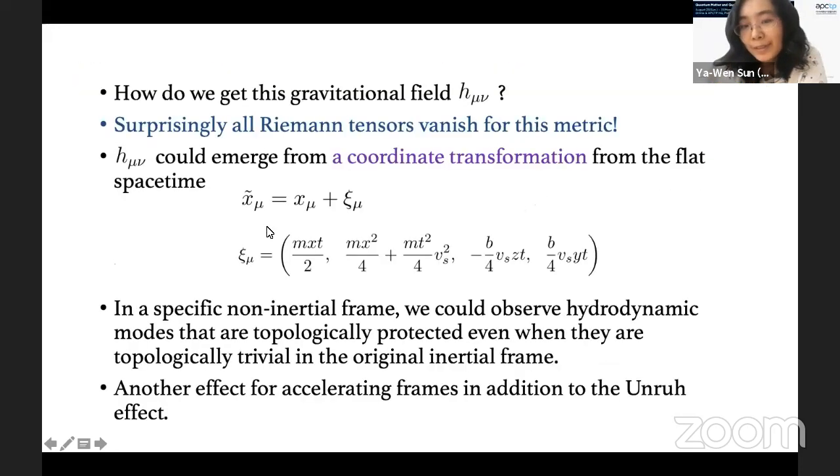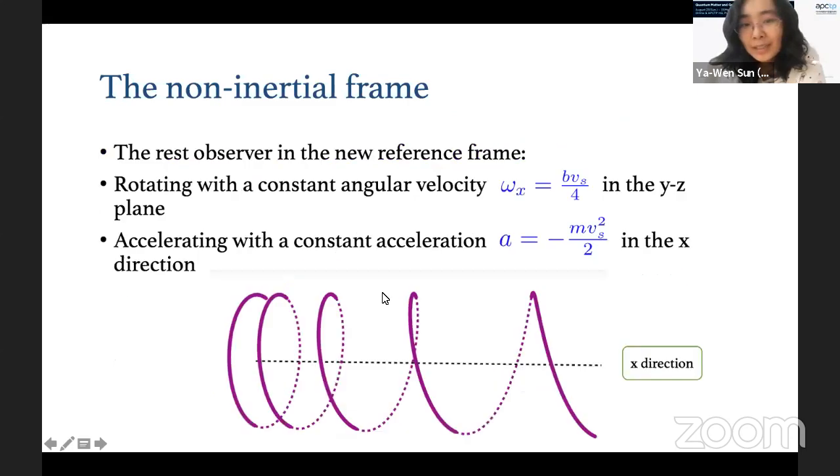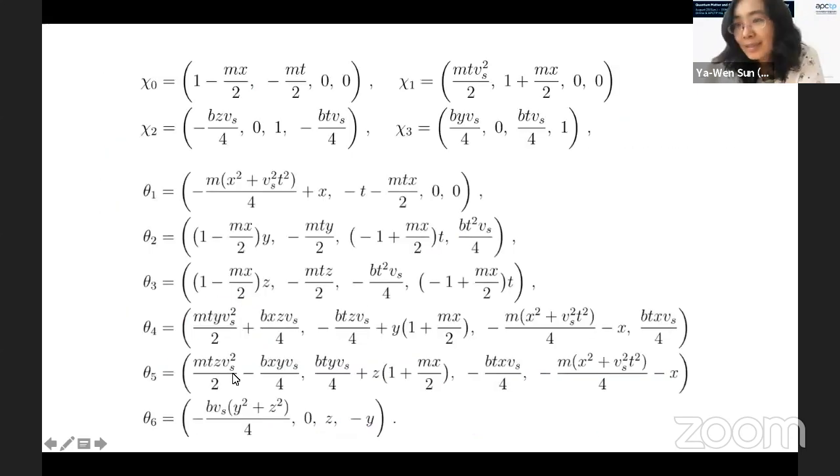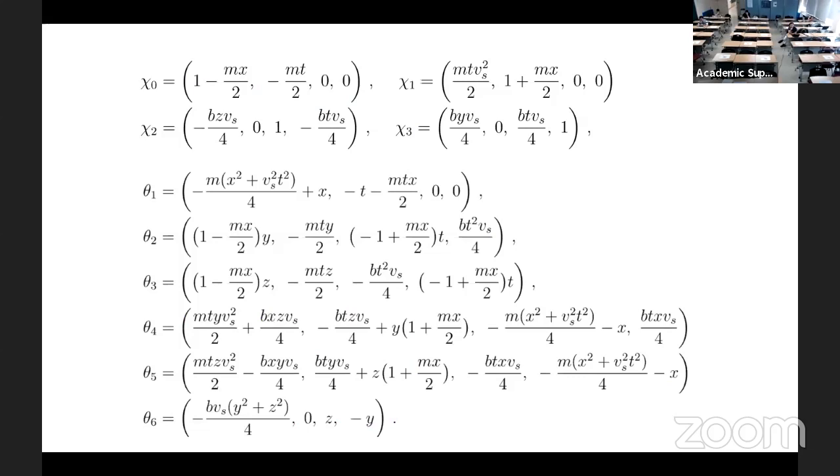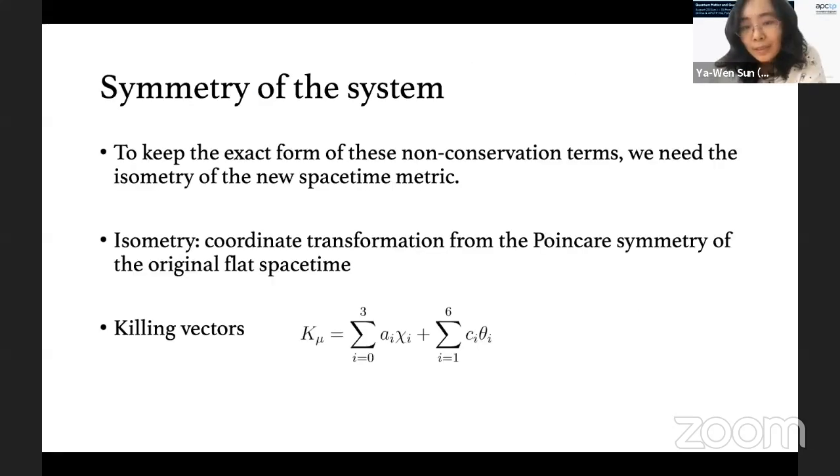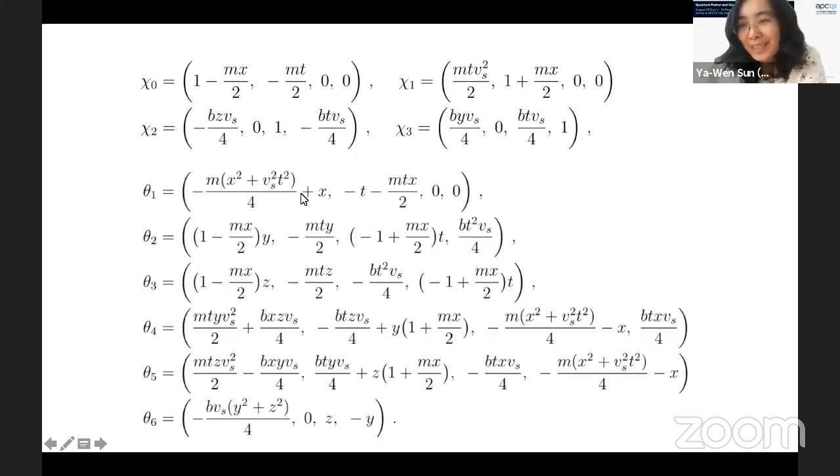It's different. So the new symmetry could also be seen as the Poincare symmetry transformed by this coordinate transformation. So the symmetries are this. So what is the claim? What is the symmetry? The symmetry of the new system are the Poincare symmetry of the original spacetime, but they need to be transformed to the new spacetime in this way.